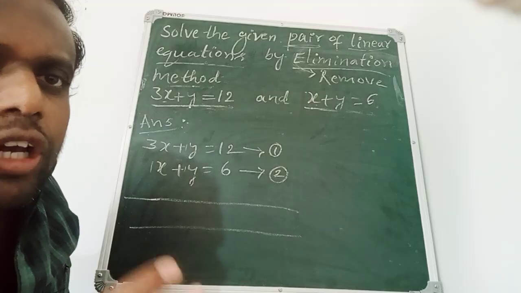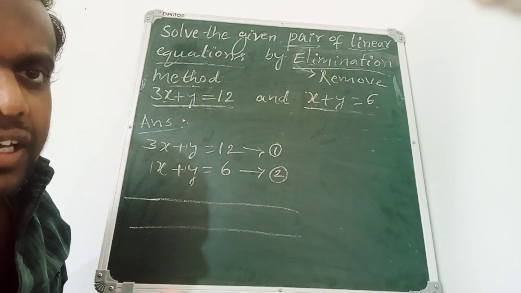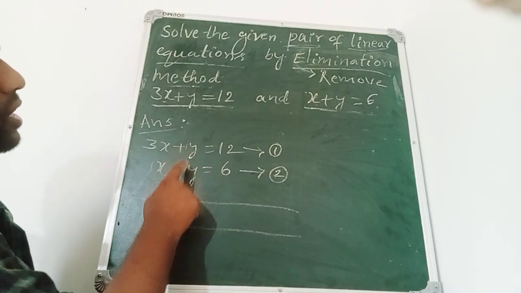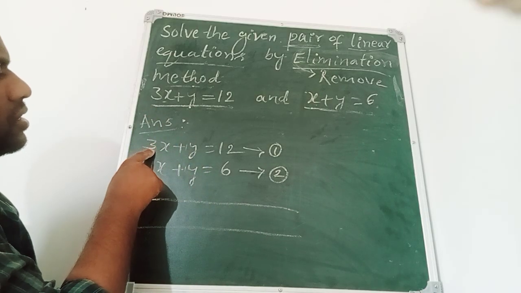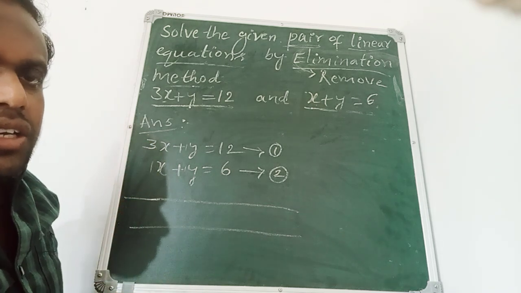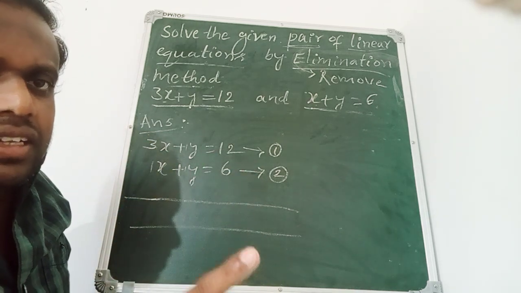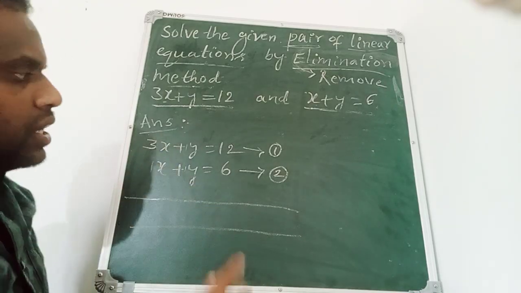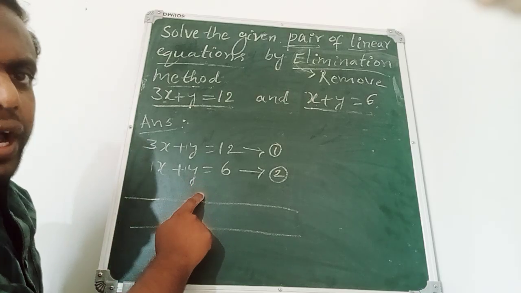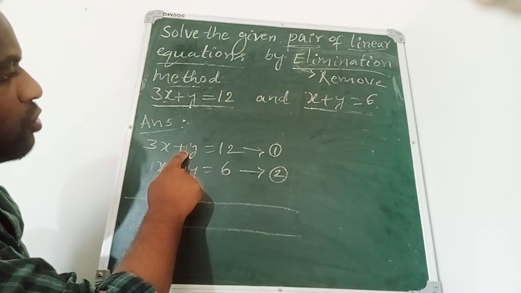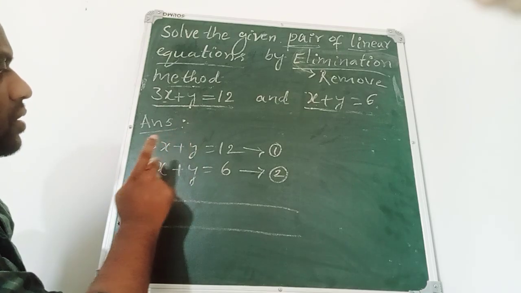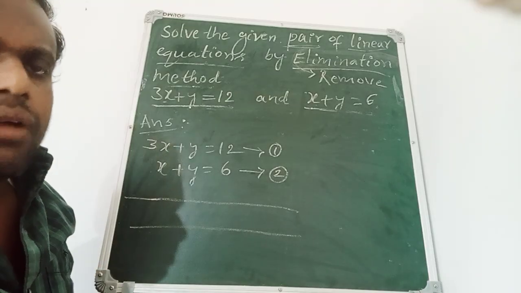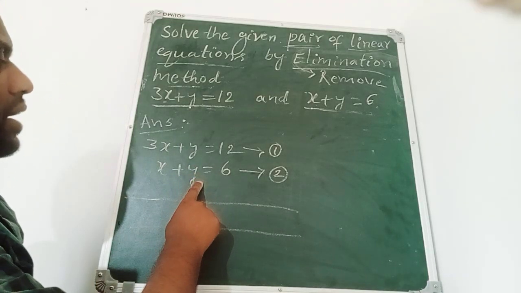When the coefficients are ones, it will be easy to eliminate. Here both coefficients are 1 and 1. But for x, the coefficient is 3 here and 1 here. So when the coefficients are ones, it is easy to eliminate. So I am going to eliminate variable y, because the coefficient is 1 here and also 1 here. Now I have decided I want to eliminate this variable y.